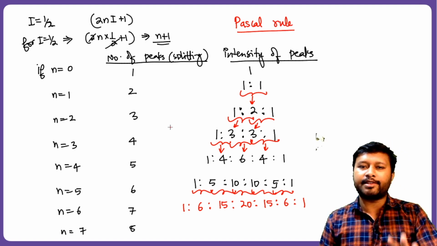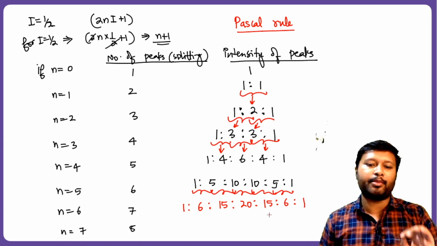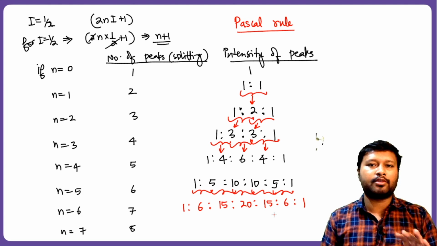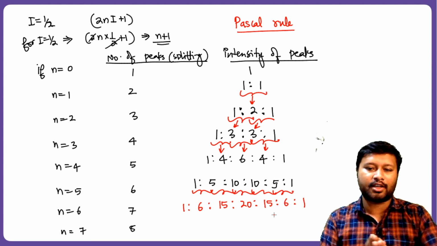Pretty simple. For 8, tell me in the comment section what intensity ratio you got for 8 peaks. Tell me what ratio you have got in the comment section there.